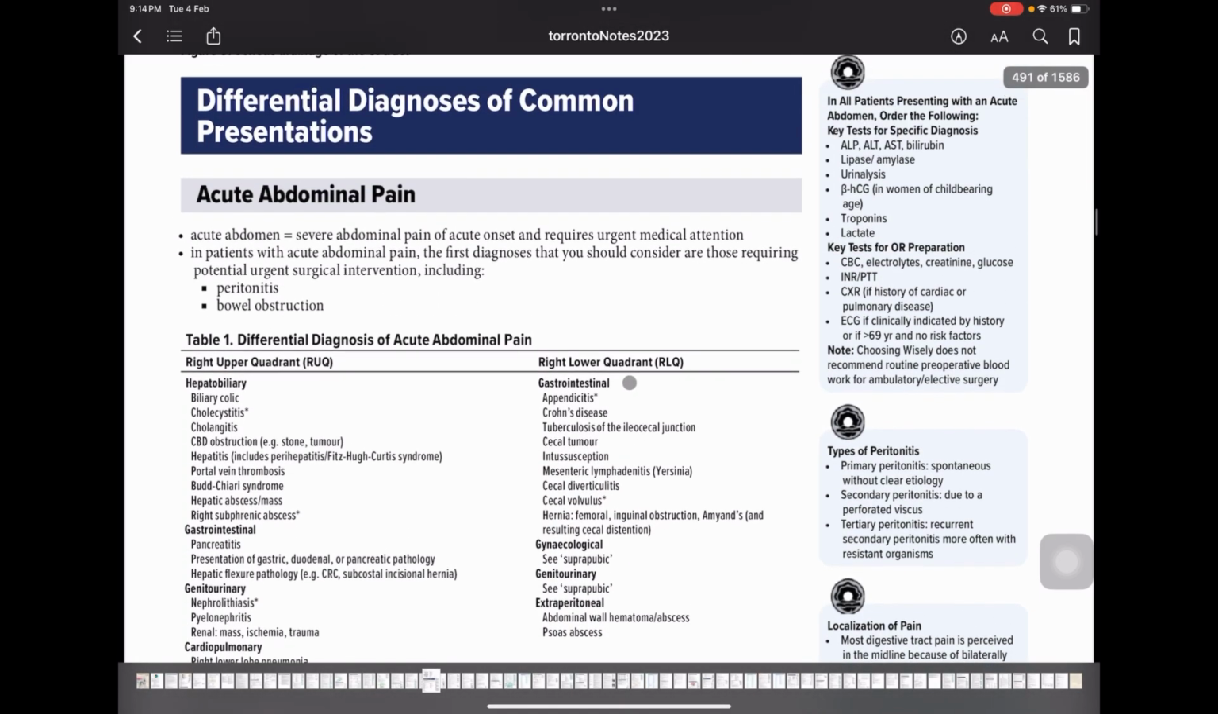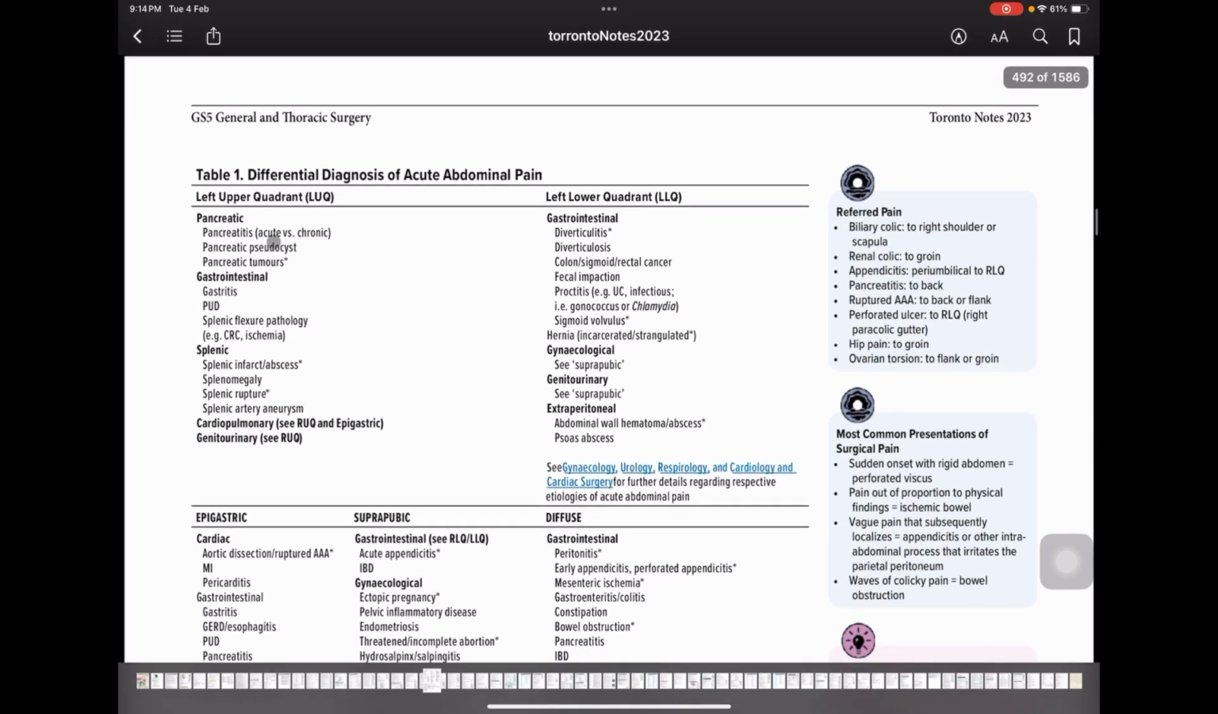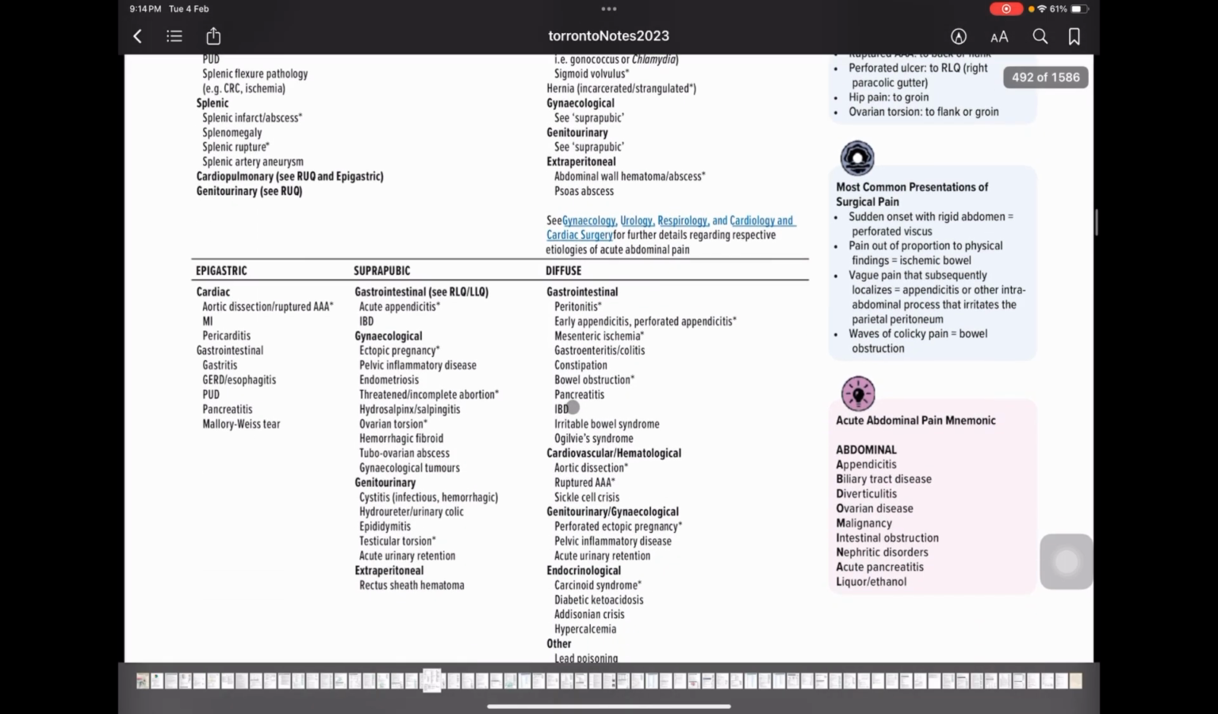Okay, so once you cover these causes, you have to look into the left upper quadrant, which is mostly related to the pancreas. GI causes like gastritis, peptic ulcer disease, splenic causes like splenic infarction, splenomegaly, cardiopulmonary, and genitourinary. The left lower quadrant is GI related, like diverticulitis, colon, and proctitis, gynecological, genitourinary, extraperitoneal, right? And then this is also divided into suprapubic, diffuse, and epigastric.